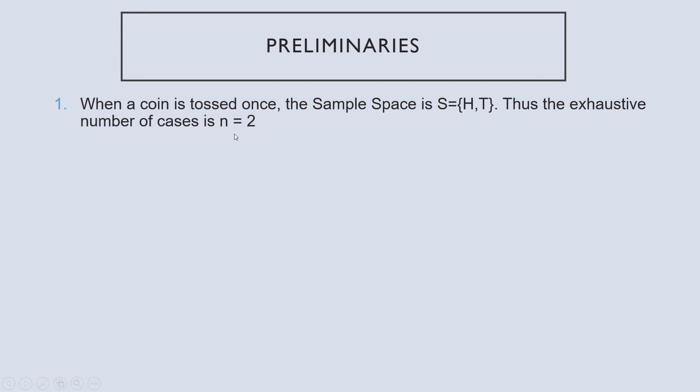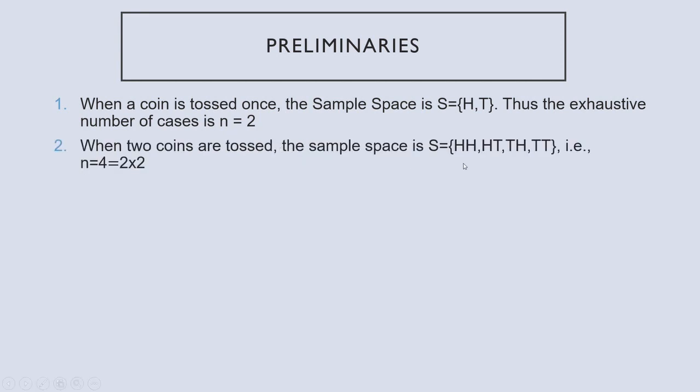Similarly, when we toss two coins, the sample space is either first shows head, second shows head; first coin shows head, second coin shows tail; first coin shows tail, second coin shows head; or both the coins show tail. So the possible number of outcomes is 4, which is 2 into 2. That is 2 outcomes from the first coin and 2 outcomes from the second coin.